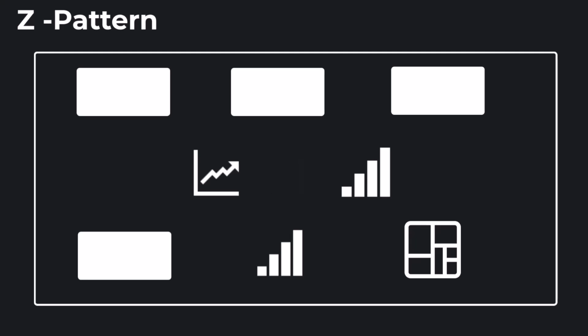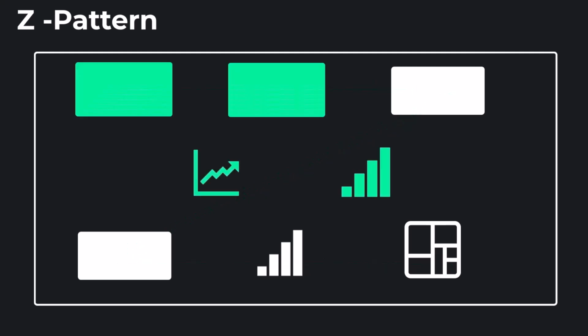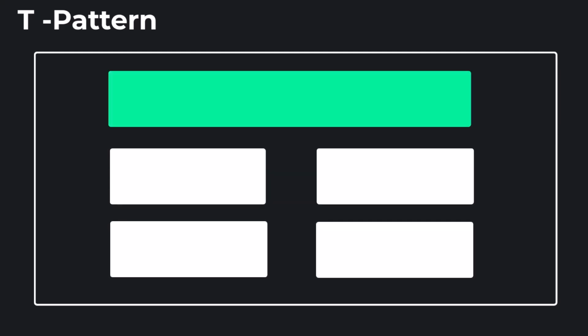Next up is the Z pattern. This layout features information flowing in a Z shape with the major details in the top left and all the supporting data leading diagonally to the bottom right. Next up is the T pattern, which shows a wide section at the top for high-level insights with all the other detailed information divided below into 2 columns.